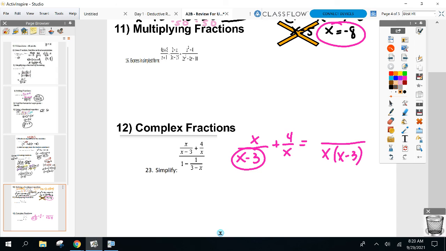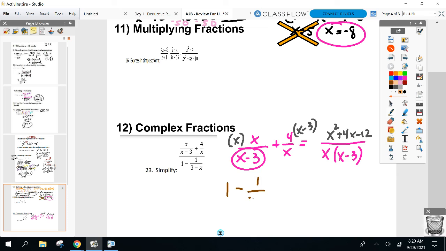Okay, look at your denominator and the common one. What's the x got to get multiplied by? X. So what do I get on top? X squared. What's the 4 got to get multiplied by? Look at your denominator and the common one. X minus 3. Distribute. Plus 4x minus 12. Done. There's 1. Now I got to work on the denominator.